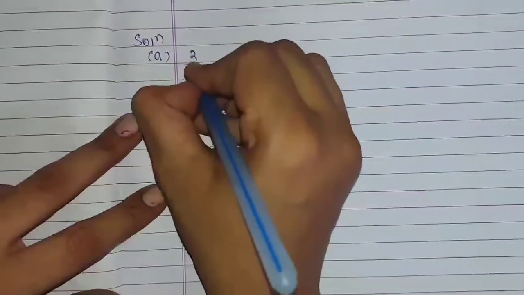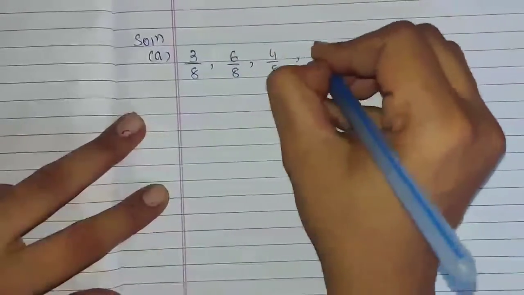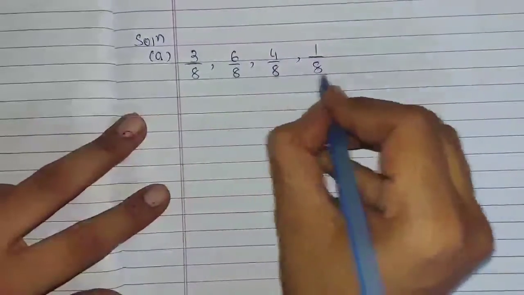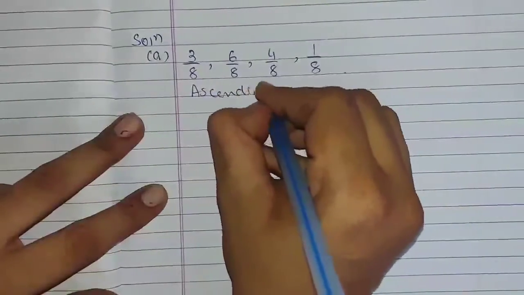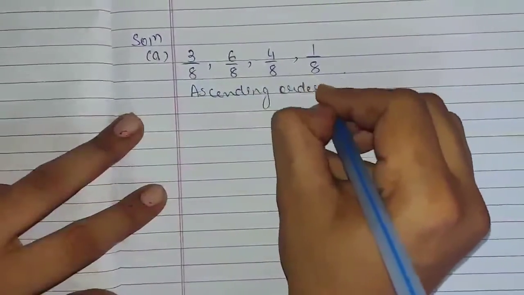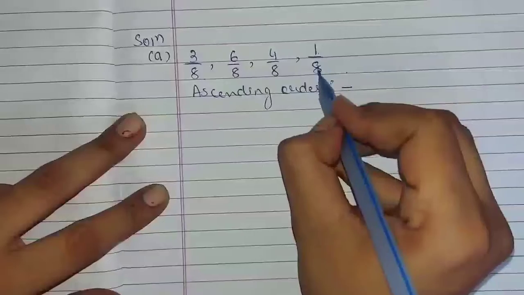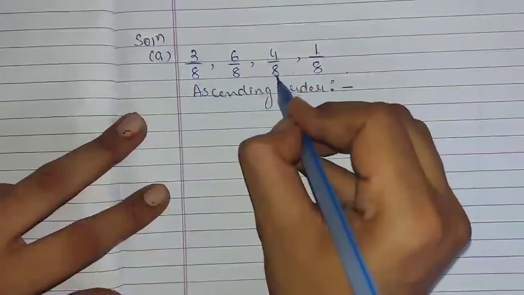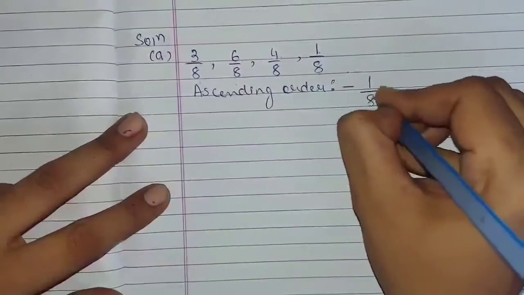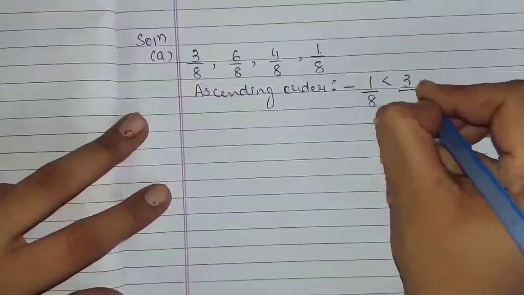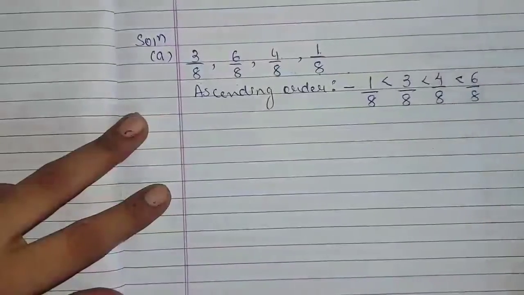3 upon 8, then 6 upon 8, 4 upon 8 and 1 upon 8. So here all denominators are same. First we will arrange this in ascending order. Ascending order means from smallest to largest. So here which numerator is smallest? 1. So 1 upon 8, then 3 upon 8, then 4 upon 8 and then 6 upon 8. Which sign will come? Less than sign will come. So 1 upon 8 less than 3 upon 8 less than 4 upon 8 less than 6 upon 8.